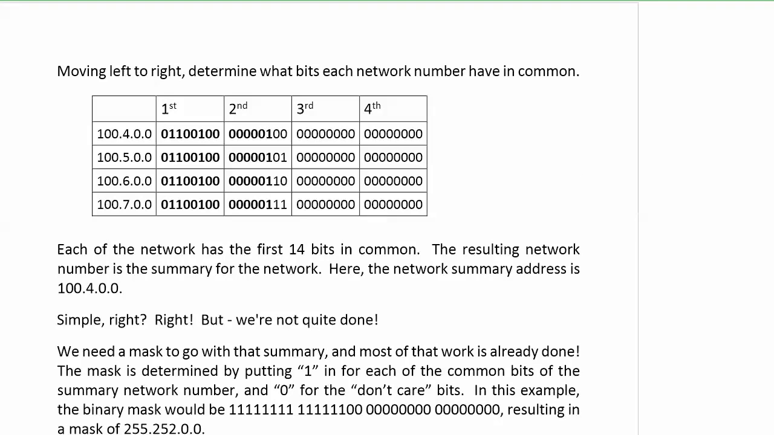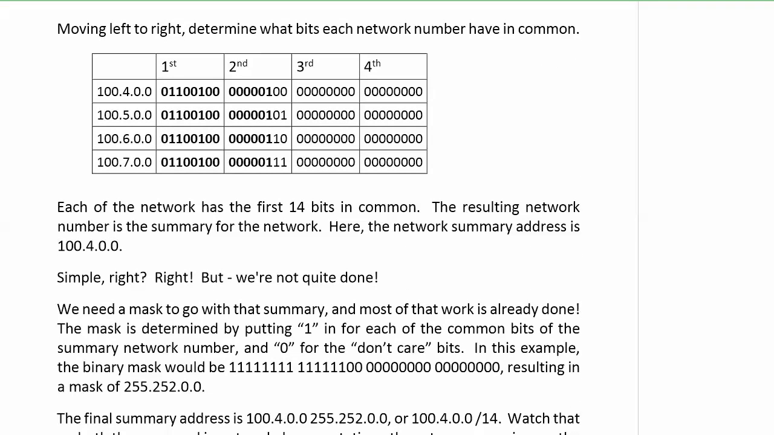Now here's how you get the route itself. Moving left to right, determine what bits each of the 4 network numbers have in common. Now I've bolded that for you here, but you want to be careful when you're going from left to right. Not that you don't know how to go from left to right, but when you're going left to right, don't make the mistake of stopping at where the zeros are the bits in common.